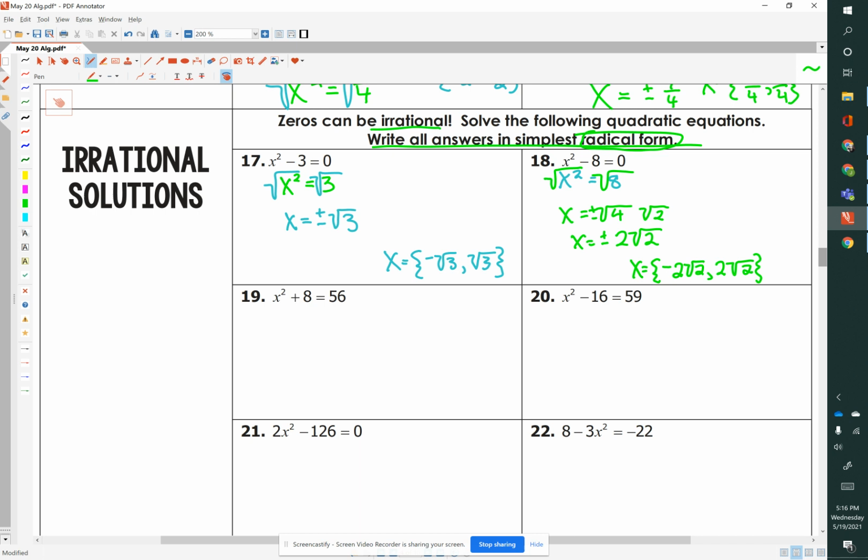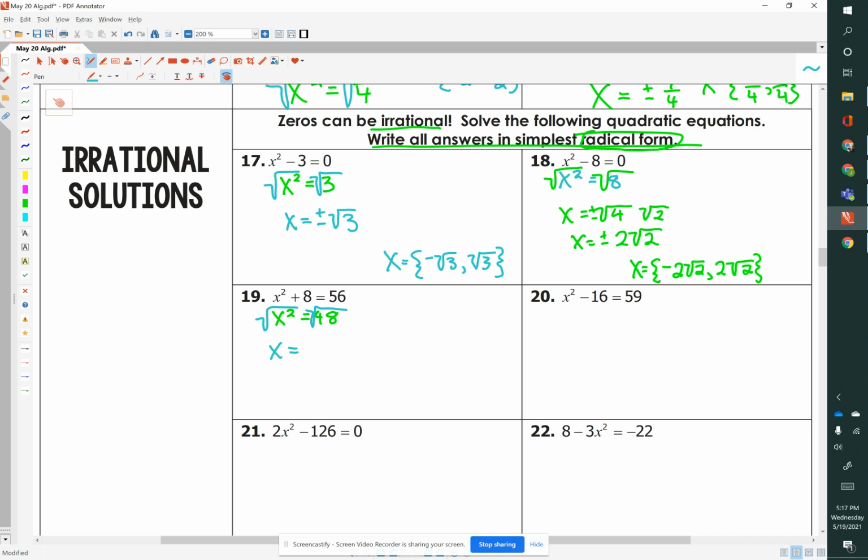Number 19, similar. X squared plus 8 equals 56. We'll subtract 8 from each side so that we have x squared equals 48. And we can think of 48, first of all, it's not a perfect square. So we're going to take the square root of each side, and the square root of x squared is x.